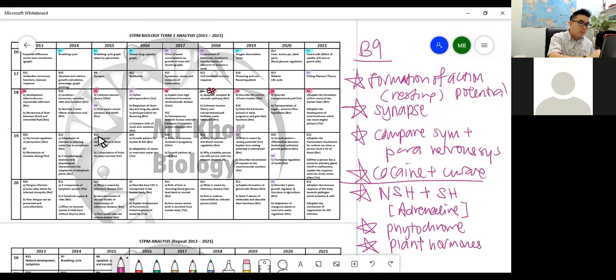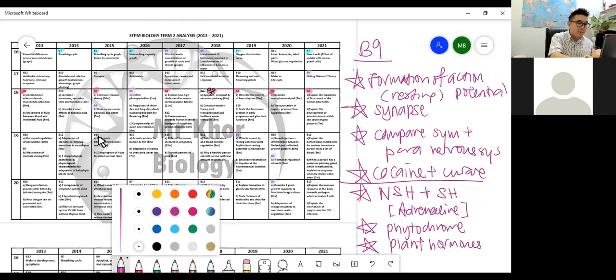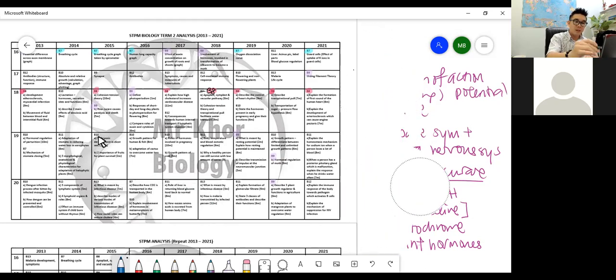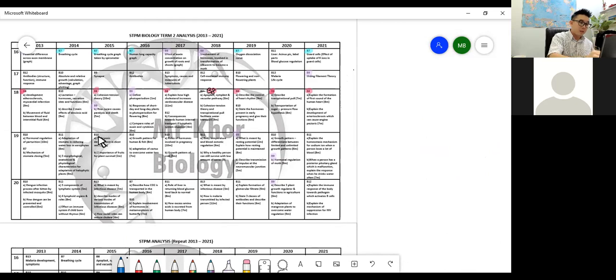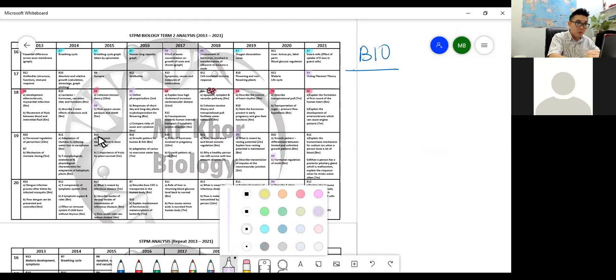Okay, moving on. Another color, let's say purple now. Okay, purple or blue, blue. Okay, so anyway, but now chapter 10, reproduction. I use yellow color.